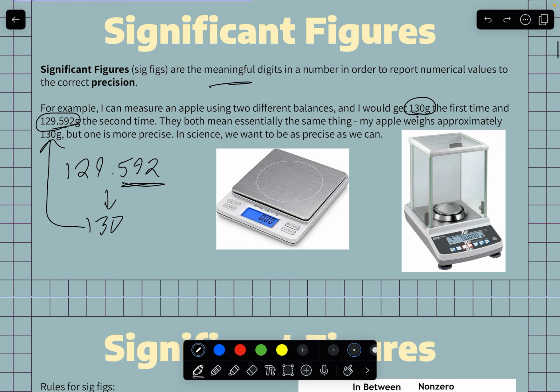If we look at these balances down here in the pictures, this first one reads 0.00, the second one is 0.0000. We have two extra zeros there. That means the balance on the right is more precise in its reading. It's going to give us a better number, a number that we can rely on more. Anytime in science we're doing a lab or research, we want our numbers to be as precise as possible. And to do that, we need better equipment, better technology, or better instruments.